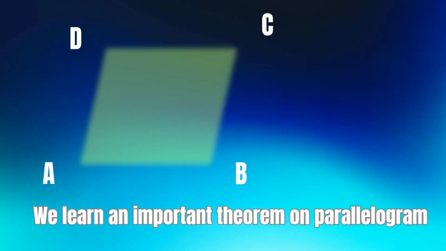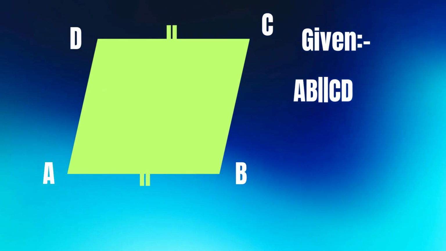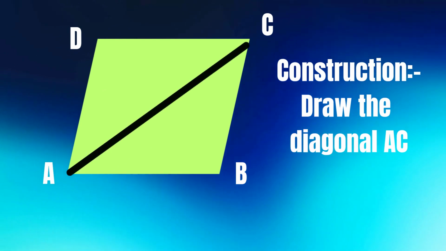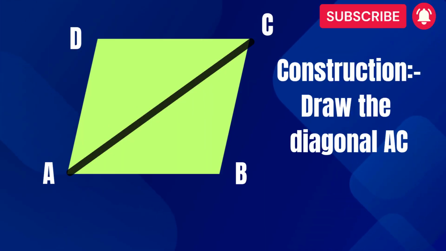Consider a parallelogram ABCD, where AB is parallel to CD and BC is parallel to AD. Now draw the diagonal AC. This diagonal divides the parallelogram into two triangles.